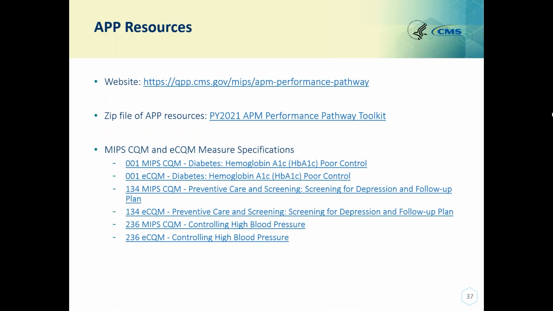So make sure that you're using your OCM entity ID at login, not your TIN. And then you have the option of reporting any quality measures that you want. And actually MIPS requires that you report on at least 6 measures, so you have to report on additional measures.